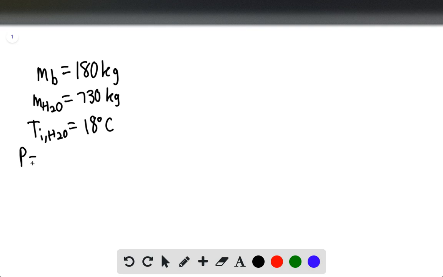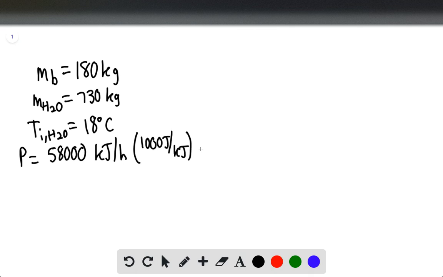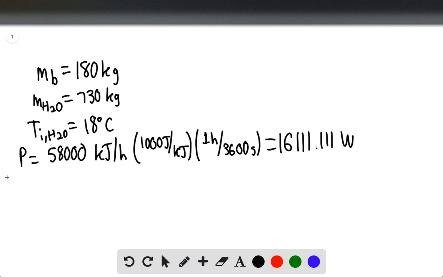We have the power in terms of kilojoules per hour. So we can say 58,000 kilojoules per hour. And we can multiply this by 1,000 joules per kilojoule, and then times 1 hour for every 3,600 seconds. And this is going to give us 16,111.111 watts. The specific heat of iron is going to be equal to 450 joules per kilogram per degree Celsius.